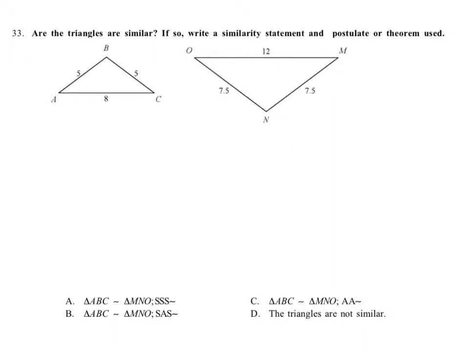Are the triangles similar? How do you know? Well, let's take a look at the proportions. We have two smaller sides on this left triangle and a bigger side, and the same thing on the other triangle, two smaller sides and a bigger side. So let's set the smaller and bigger sides up.